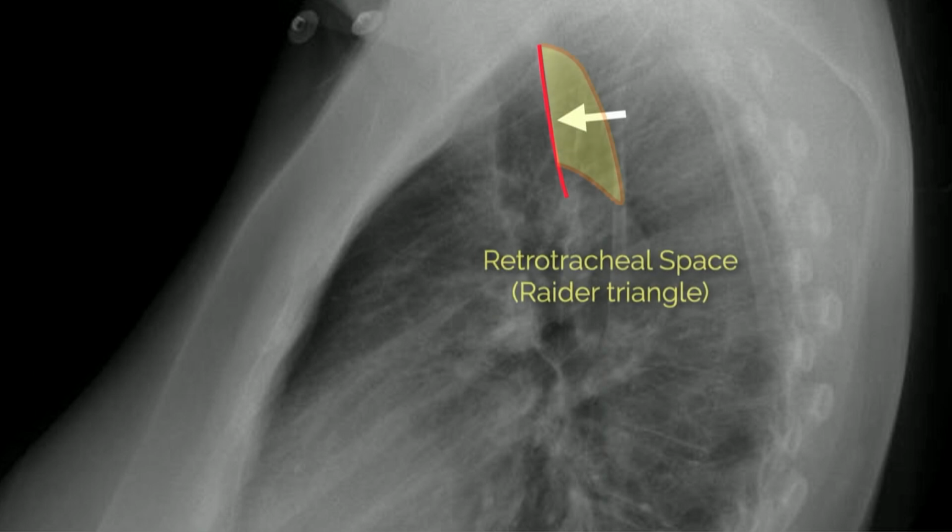So here it is. This is an important boundary with the radar triangle, so-called danger zone that they talk about on the radiograph. But that is the anterior margin of the retrotracheal space on the lateral radiograph.